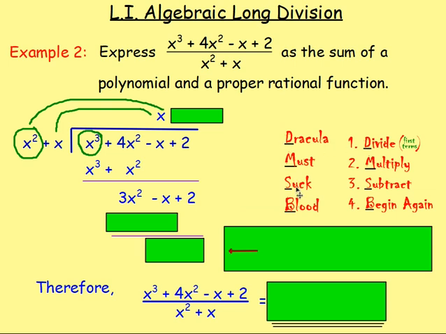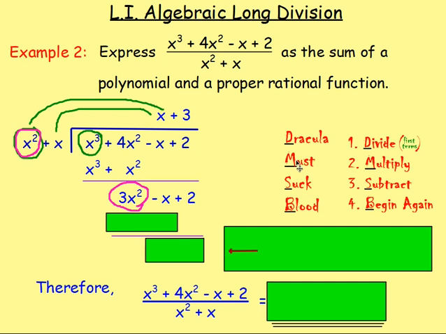From there, Dracula must suck blood. B for begin again. So after you draw a line and you subtract, you're wanting to start again. So this time, you're wanting to, again, use your first terms, and we've got the 3x squared, and we divide again by this first term. So 3x squared divided by x squared will give you positive 3. So it's an answer, so you write at the top, plus 3.